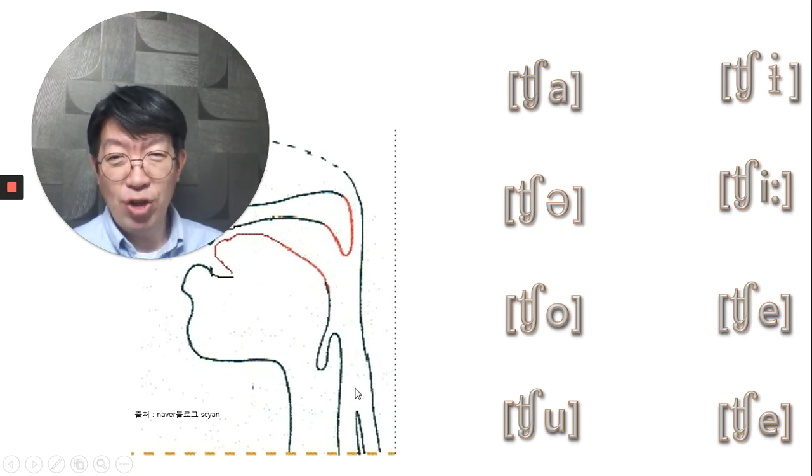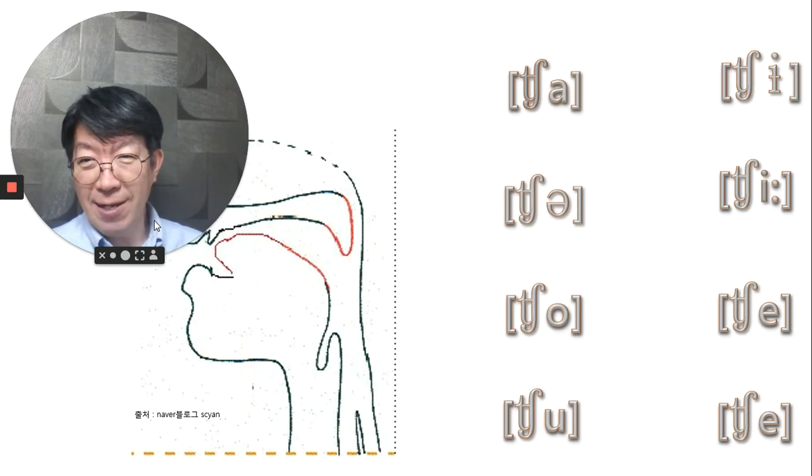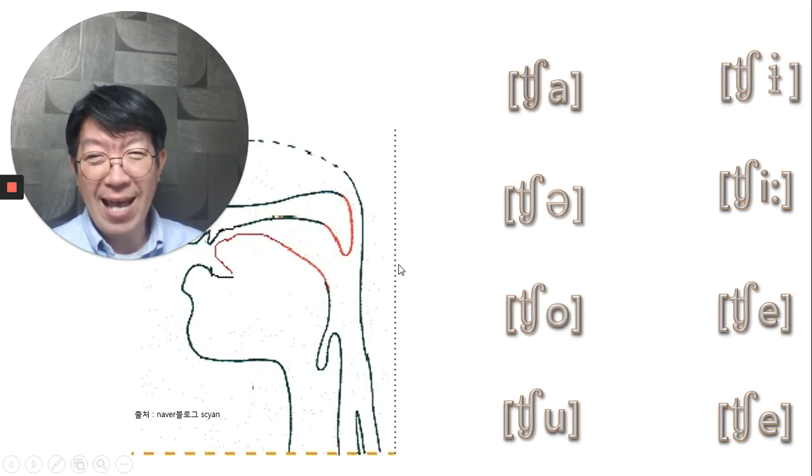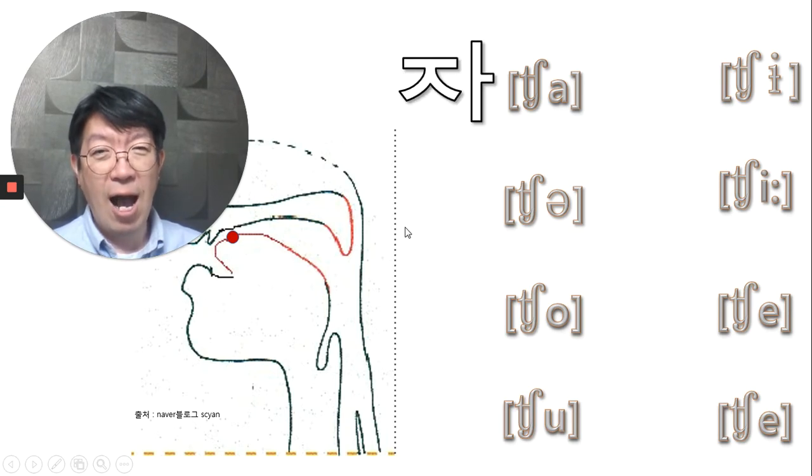And this is G. When we pronounce S, we use this part of your tongue. But when you pronounce this G, j, we use this part. Okay? J. A little backward, j. So j, a, ja.